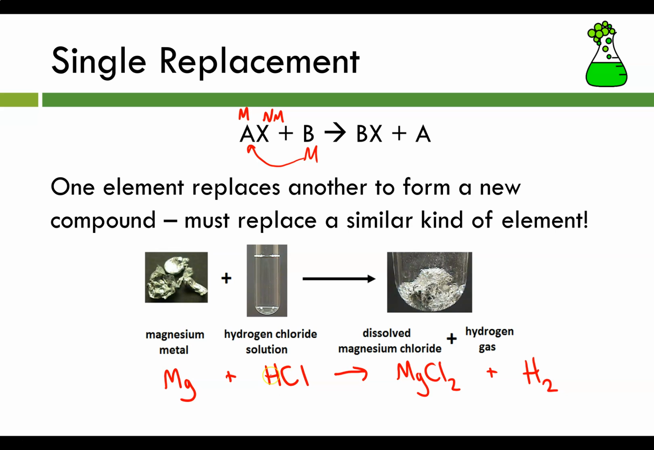In this case, hydrogen's kind of behaving as the metal, if you will, in hydrogen chloride. So magnesium will come through and replace hydrogen so that it can bond with chlorine, and it will release hydrogen gas. Those are the bubbles that you can see forming around that metal. To get that balanced, you just need to put a coefficient of 2 in front of HCl. But it's that same format as we have above. We've got our compound and our element reacting to form a new compound and a new element.